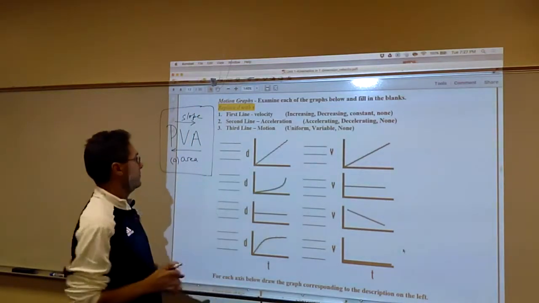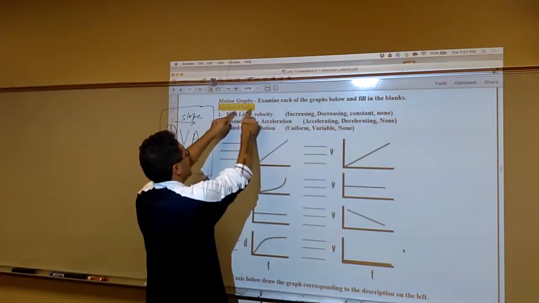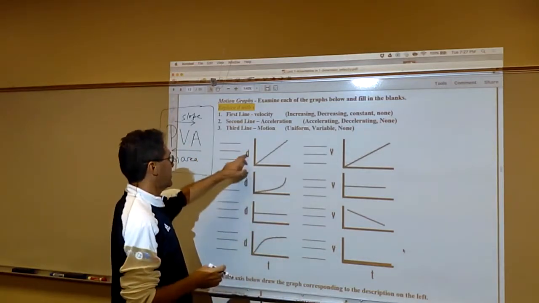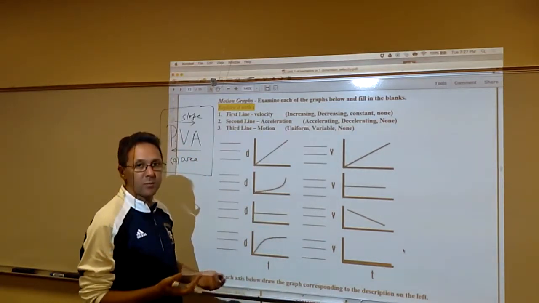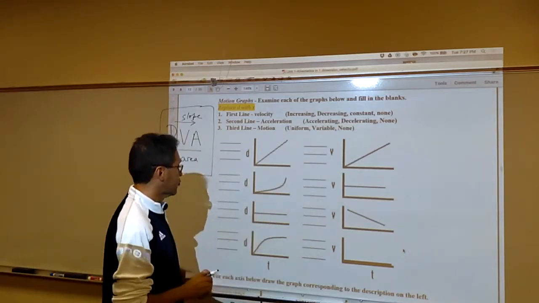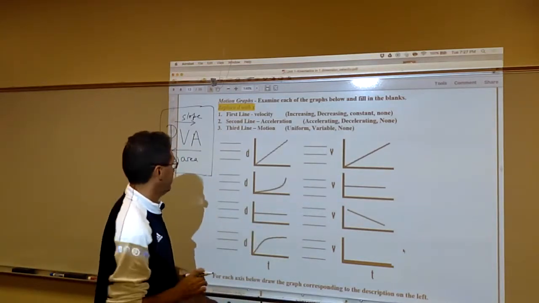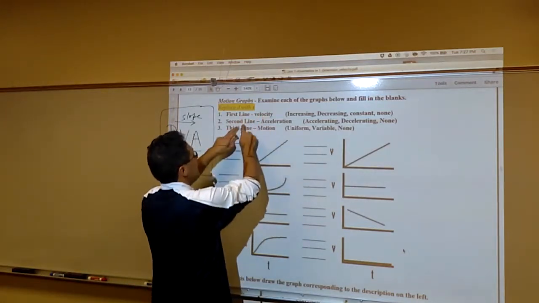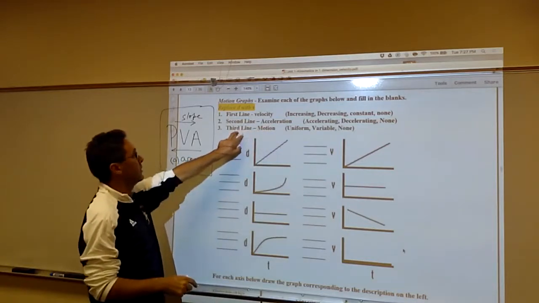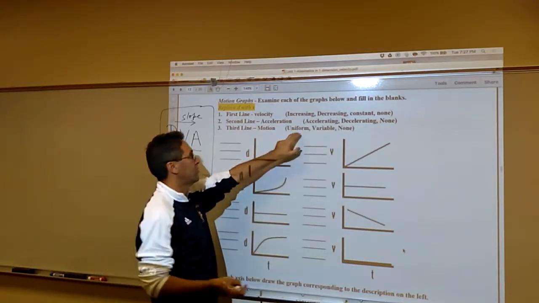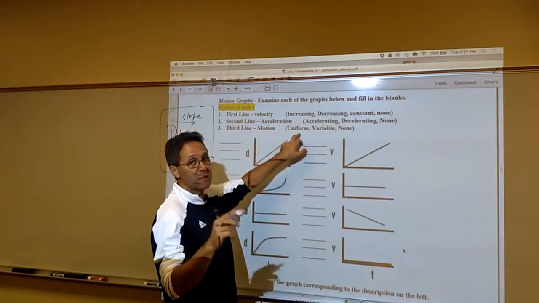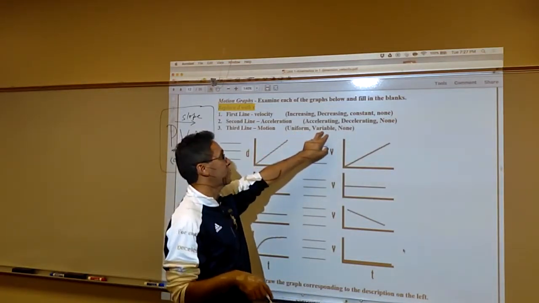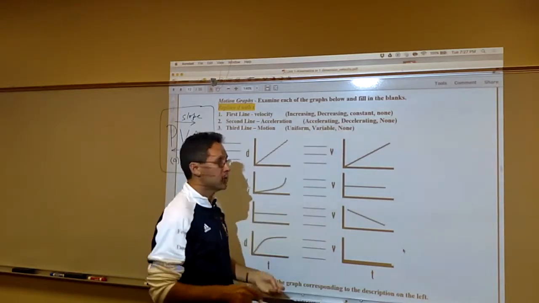Not here, but later. So here it tells you to replace d with x. In other words, this is not distance, it's position. But in this case, we can say that the distance and the position are the same thing because we're just traveling in the positive direction. So here, it says the first line has to describe velocity, the second line has to describe acceleration, and the third line has to say what kind of motion. Is it uniform motion, meaning if you're going at a constant velocity, that's uniform motion. If your velocity is changing, we call that variable motion. And if there is no motion, then there is no motion.